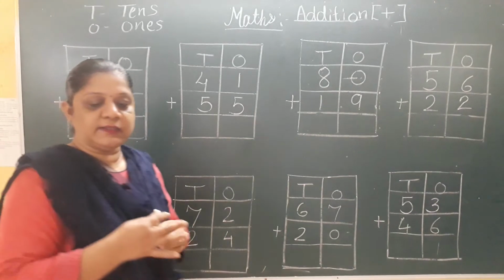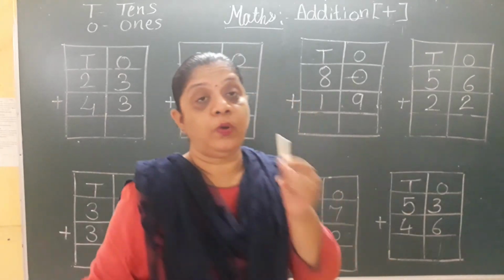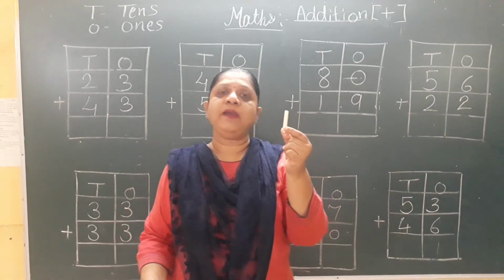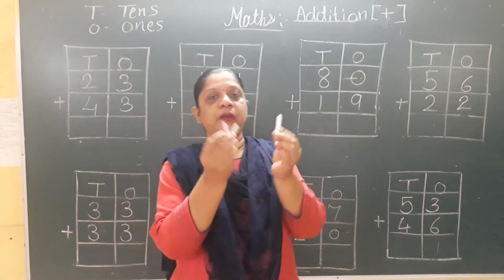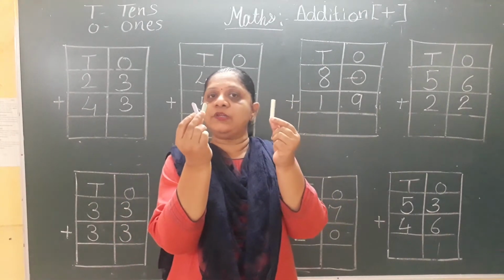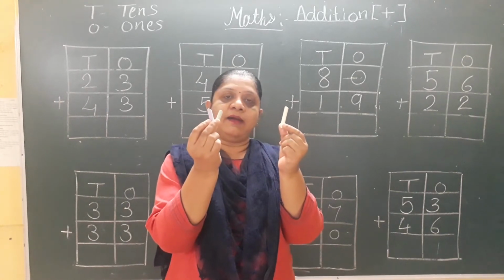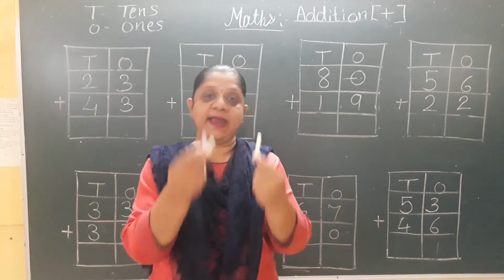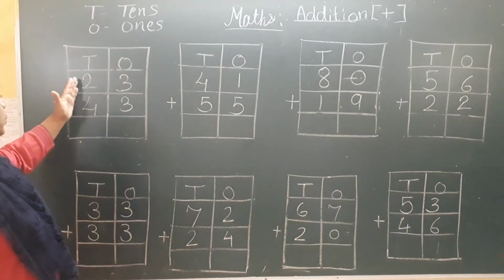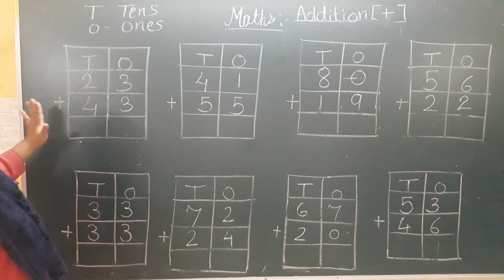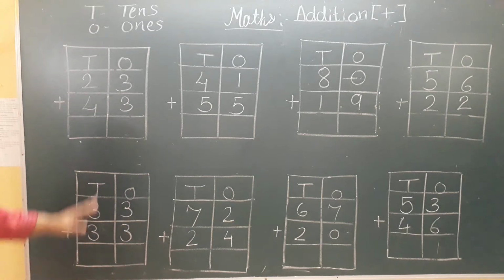See here, addition means add. Suppose, for example, I have one chalk and my friend gives me 2 chalks. Then how many chalks? Count: 1, 2, 3. Understood? Addition means add. Now see, 2 tens and 3 ones means 23, plus 4 tens and 3 ones means 43.